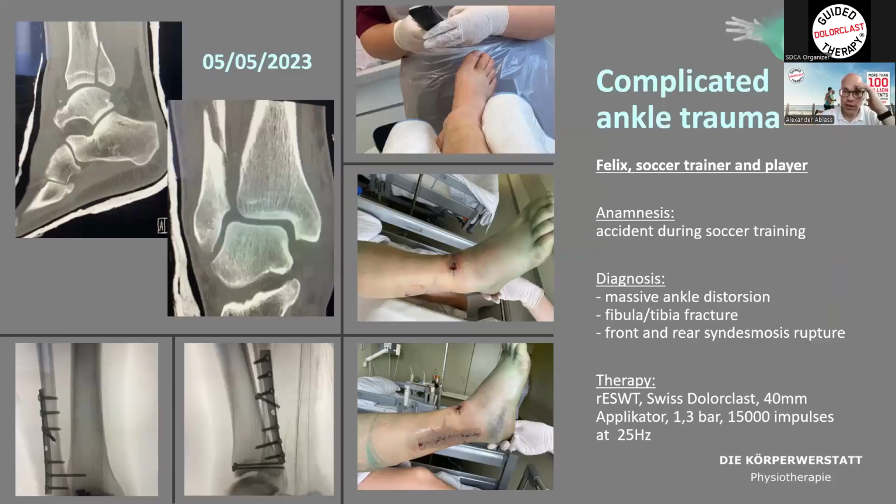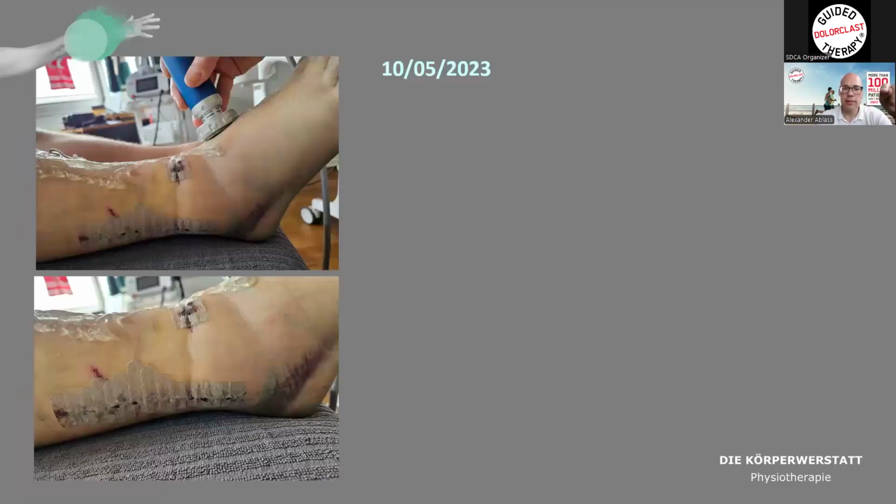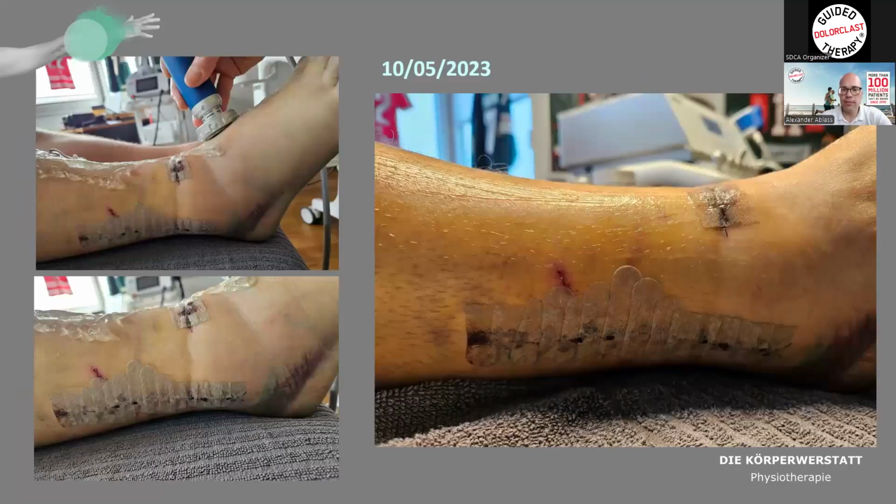Or more severe, complicated ankle trauma. One of a good friend of mine had an accident during a soccer training: tibial fracture, syndesmosis rupture, front and rear, all the ligaments, a horrible injury. Surgery, the accident happened on the 5th of May. 5 days later, he came for the first treatment.